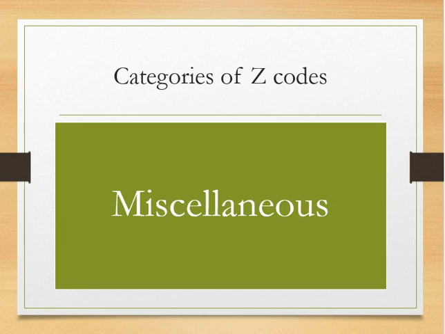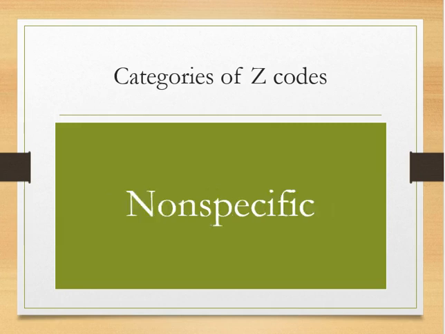We also have our social determinants of health in this particular area. So problems related to physical environment, problems related to housing and economic circumstances, problems related to upbringing, just to name a few. And then, guys, we have non-specific Z codes.